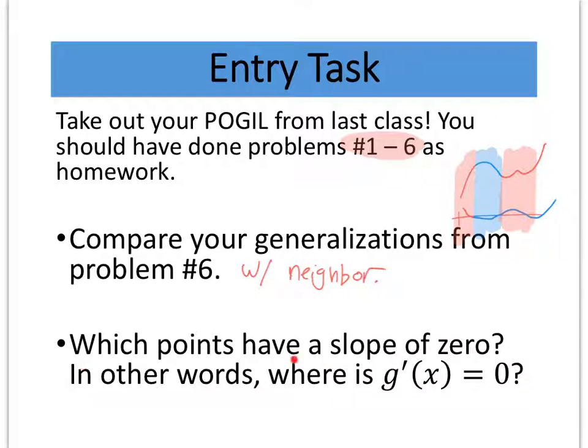And then maybe think about, if you finish early, which points have a slope of 0? In other words, where is g prime of x, the slope of the derivative, 0 in the original function? So those are 2 things to think about. Please pause the video, as a group come up with some understandings, and then we'll move on.